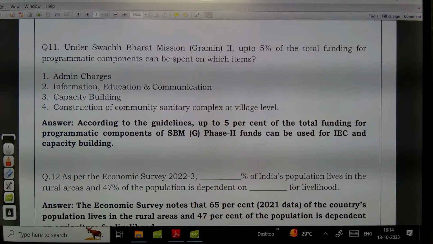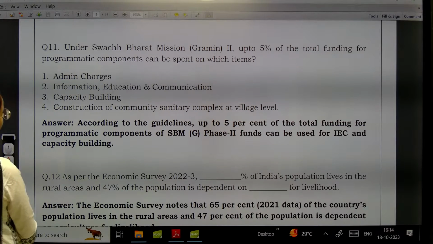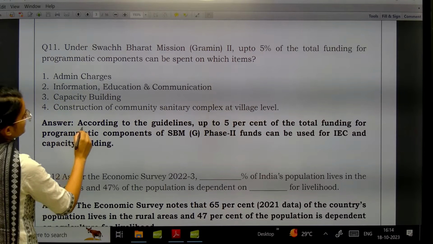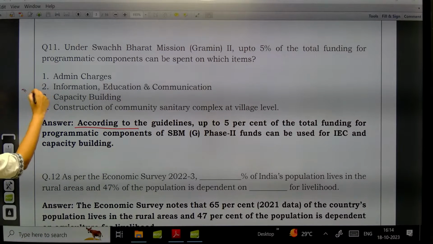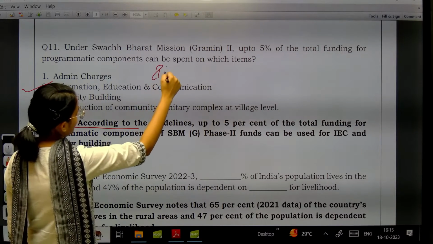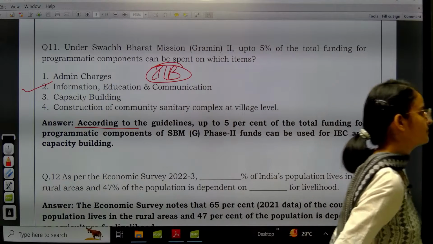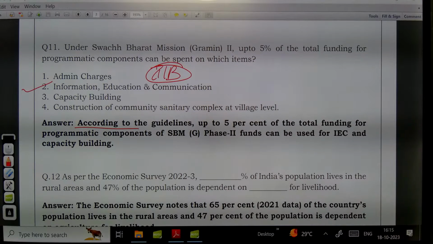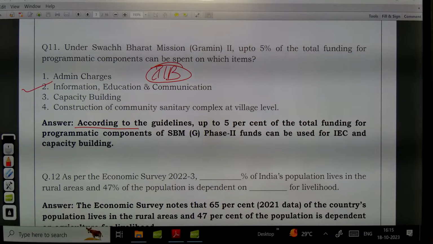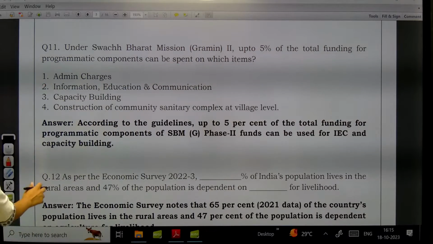Under Swachh Bharat Mission Gramin 2, up to 5% of the total funding for programmatic component can be spent on which items? So 5% is for IEC, that is information, education and communication. This was also given in PIB. Every question was from PIB only. All clear till now? Okay, coming on to the next question.